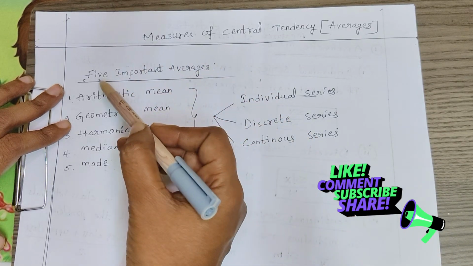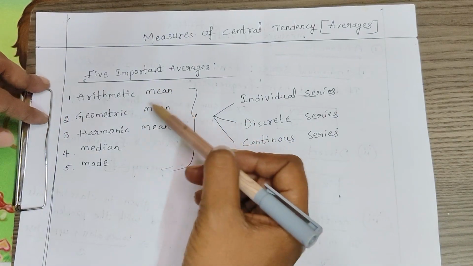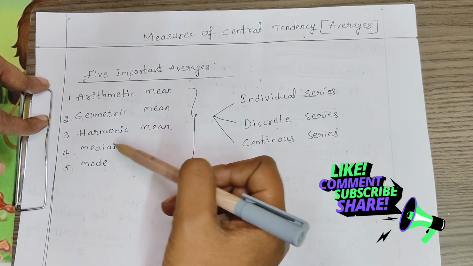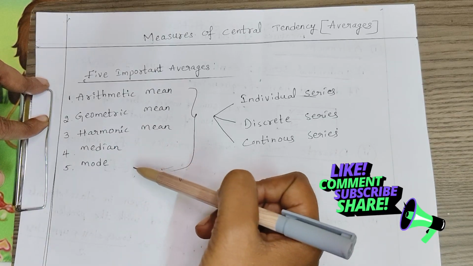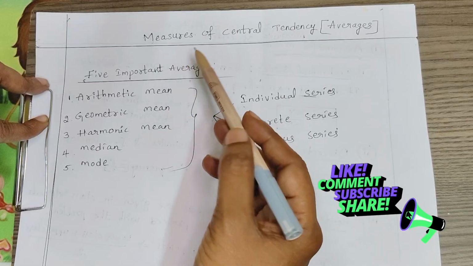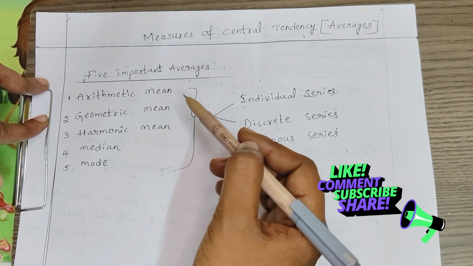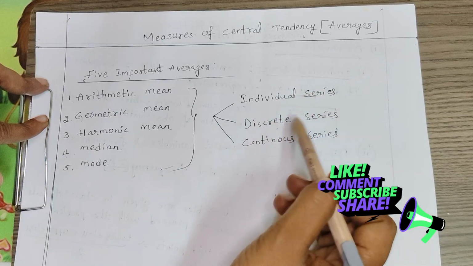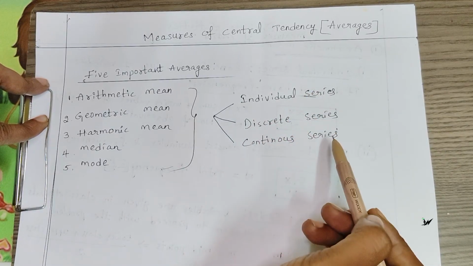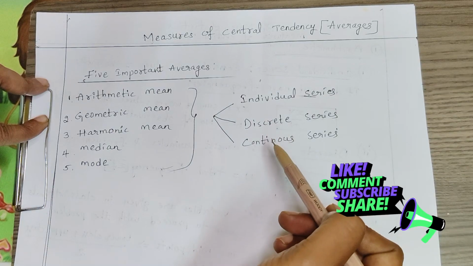So we have 5 important averages. What are the 5 important averages? Arithmetic mean, geometric mean, harmonic mean, median and mode. These are the 5 important measures of central tendency. All these averages can be calculated for individual series, discrete series and continuous series. So what is individual series, what is discrete and continuous series? Let's see.